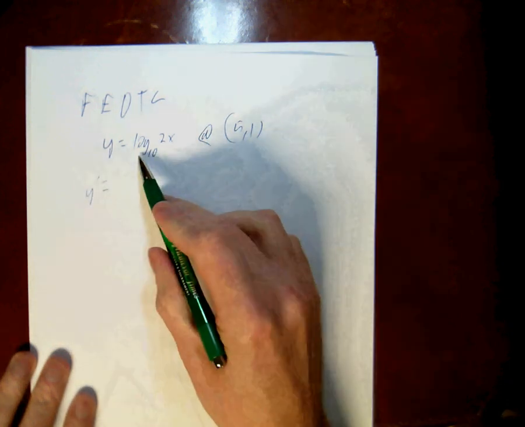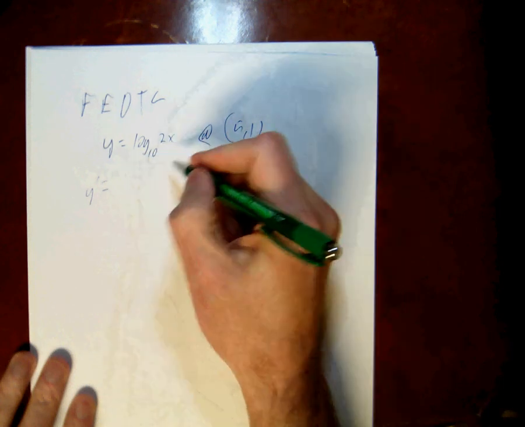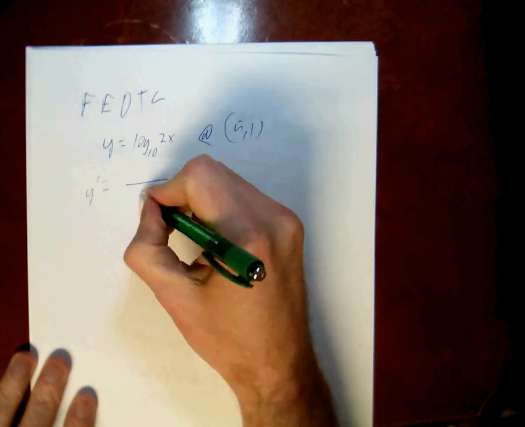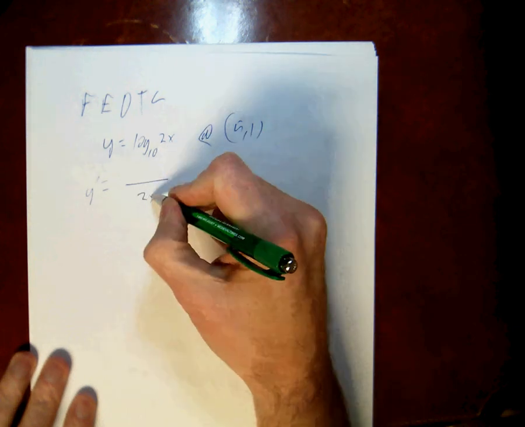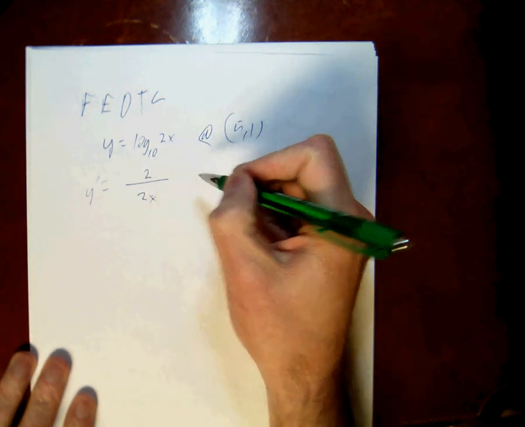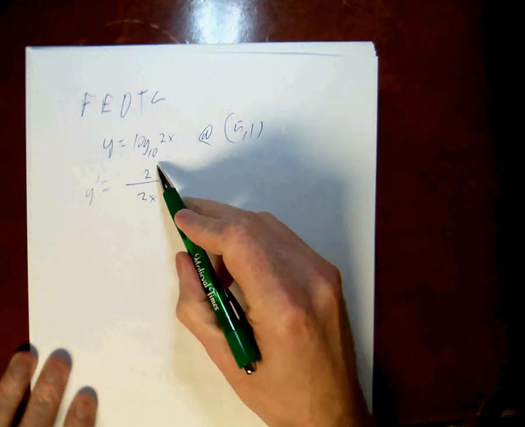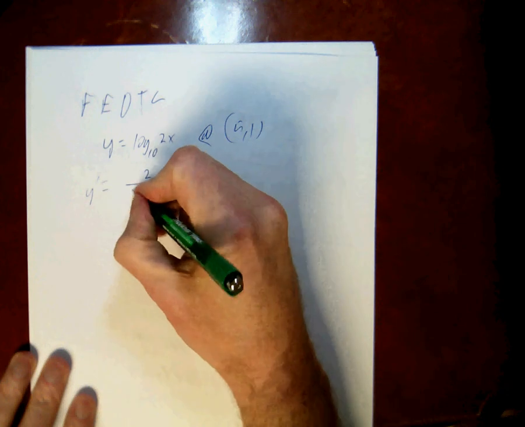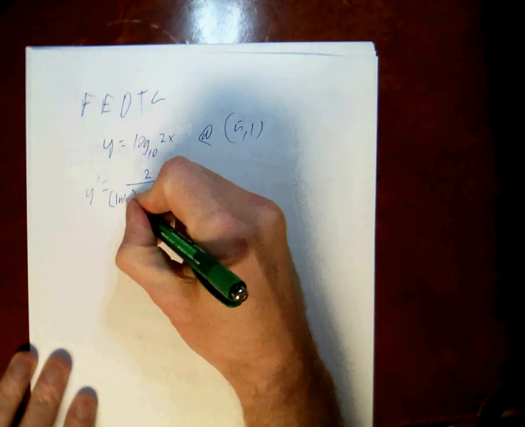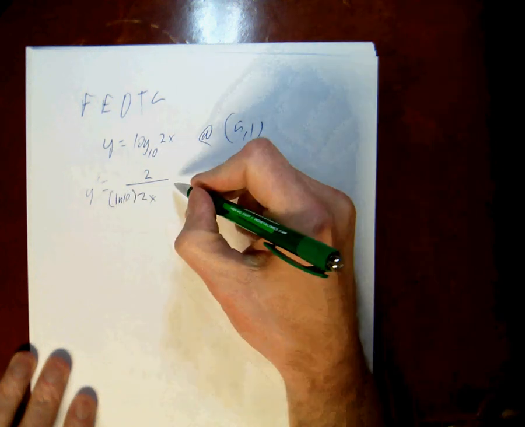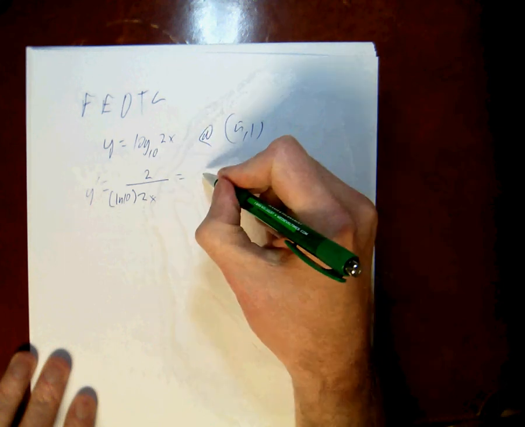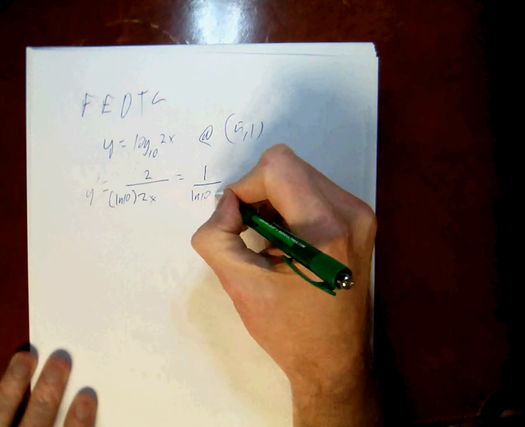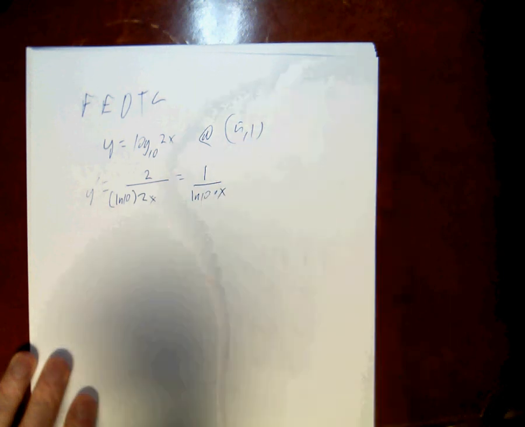I see log of stuff. Well, see, log of stuff is copy stuff on the bottom. The derivative of stuff goes on top. Because this is not natural log, I need an adjustment. My adjustment for this is going to be natural log of 10. And so this whole thing, the 2's are going to cancel. It's going to give me 1 over natural log of 10 times an x.